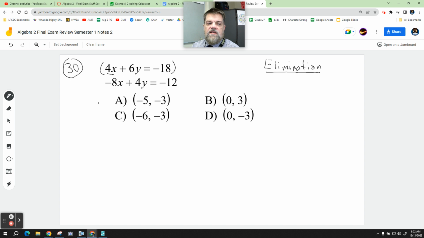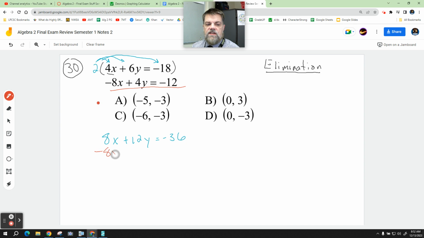Let's multiply this by positive 2. What's 2 times 4x? 8x. What's 2 times 6y? 12y. What's 2 times negative 18? Negative 36. Then I'm just going to take the second equation and write it down underneath it.